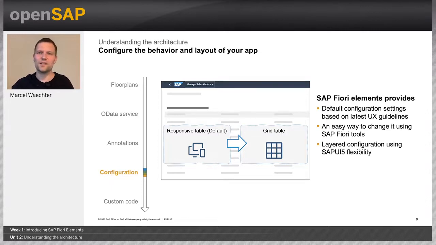We even provide a so-called layering for this configuration. So let's imagine you decide to change the table to a grid table, but one user group runs your application on a tablet or on a mobile, on which the responsive table works better. The administrator or key user can then switch it back to a responsive table.